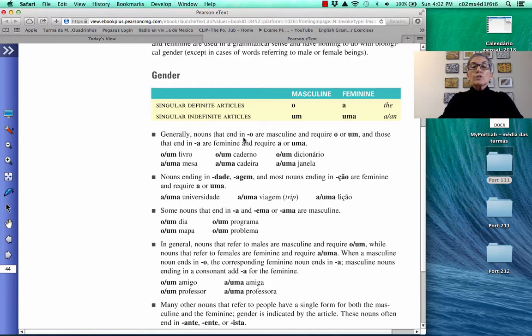The nouns that usually end in O are masculine, okay? And so you're going to use o or um, and those that end in A generally are feminine and they require a or uma. Então, o livro ou um livro, a mesa, uma mesa, o caderno, um caderno, a cadeira, uma cadeira, o dicionário, um dicionário, a janela, uma janela. Ok? So, livro, mesa, caderno, cadeira, dicionário, janela. Janela is window, ok?